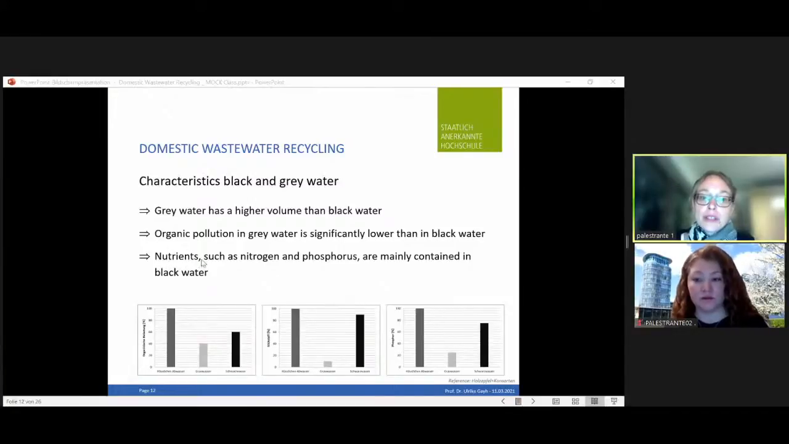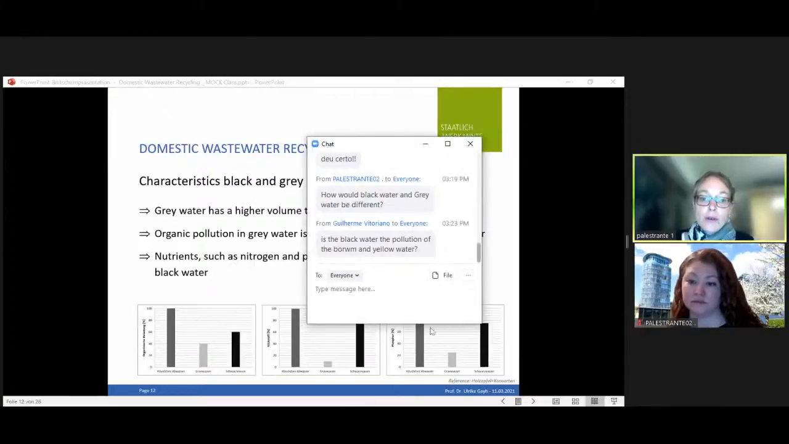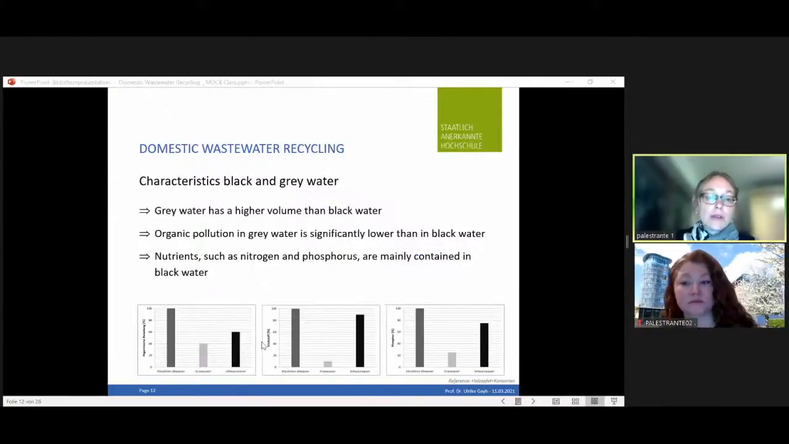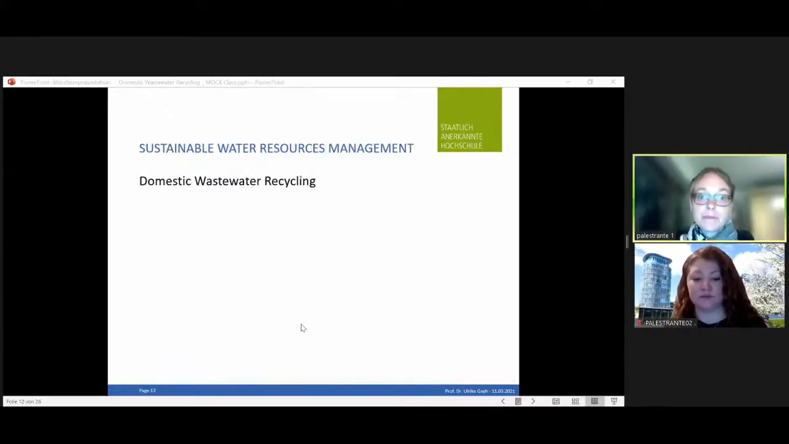Here also the nutrients such as nitrogen and phosphorus are mainly contained in the black water. So when you have a look here, not separated into yellow and brown water, just the black and the gray water, here you see really the amount of nitrogen and phosphorus in the black water compared to that of the gray water. So you see here the main reason for this domestic wastewater recycling, which is also called source separation.